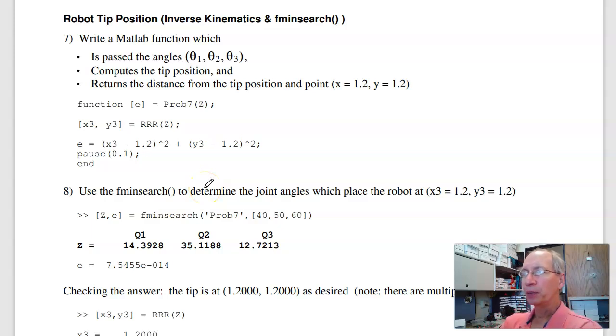A tougher problem is inverse kinematics. If I know where the tip is, what are the joint angles? Well, this is where the function fminsearch really comes in handy. If I want to say what joint angles put me at this spot, what I could do is guess. I'm going to guess theta 1, theta 2, theta 3. When I do that, I have some tip position. Say the error is the distance between the tip position and my target, 1.2, 1.2. Return the error.